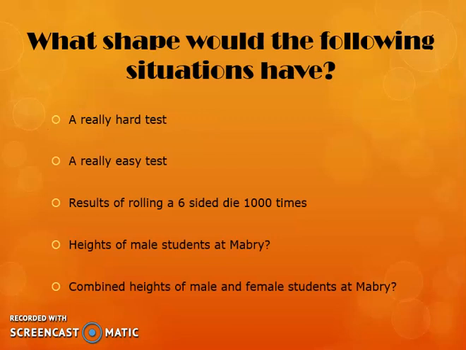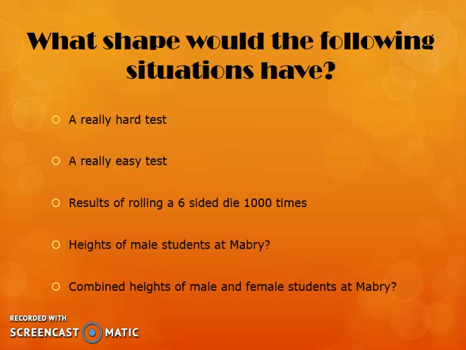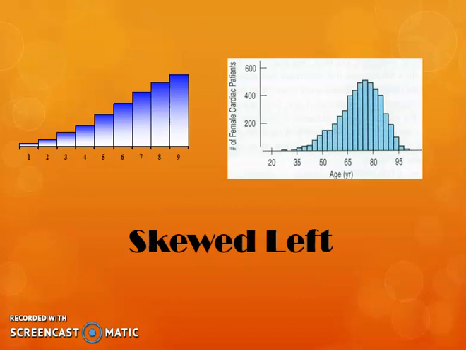All right, so these are just some things to think about. What shape would the following situations have? If there was a really hard test in school, I think most students would describe the graph of a really difficult test as skewed right. What you're implying here is that the test was difficult, so very few people did well and most people did poorly. A really easy test would, for the same reason, be the opposite, which would be skewed left. And this would imply that an easy test means most people did really well.